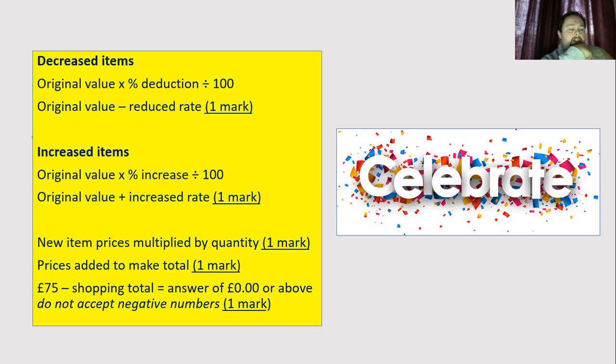Your final mark is doing £75 minus the shopping total. And you should be getting an answer of 0 or above. Can't accept negative numbers for this. You've been given a budget of £75. So remember, if you're in the real world, you can't just go out and go into minus.